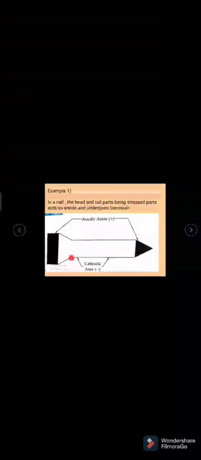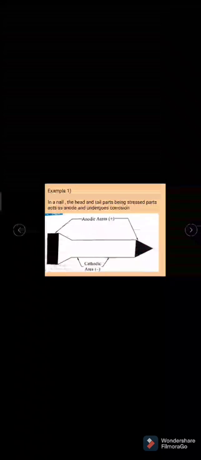For the examples we have discussed, that is the stressed parts of the bolts or nail: when we observe the nail, the head and tail parts are stressed parts. The middle part of this area is an unstressed part. Then the stressed part acts as anode and the unstressed part of the metal acts as cathode. Then the stressed parts undergo corrosion very rapidly.